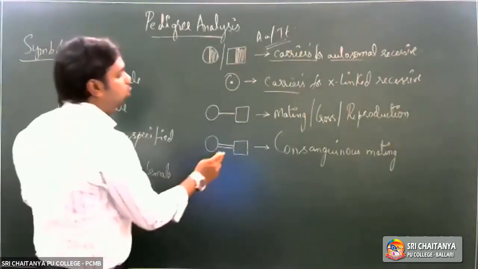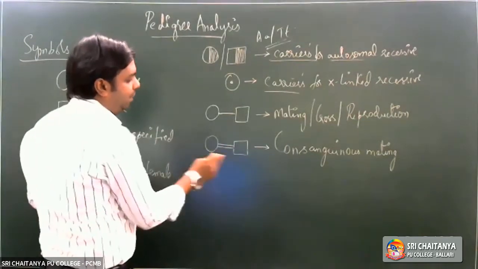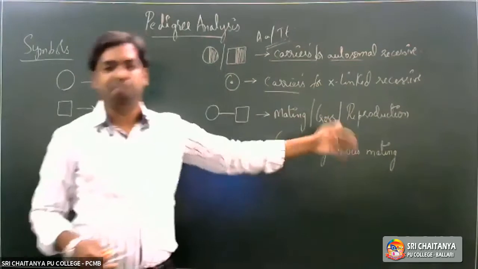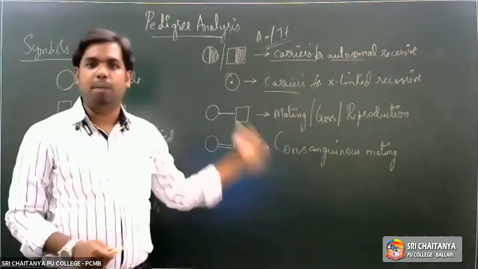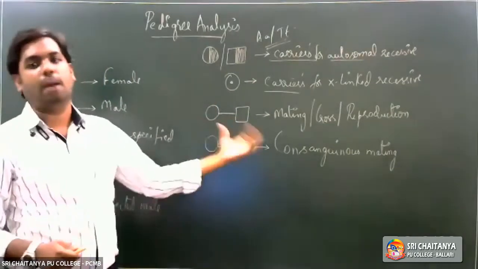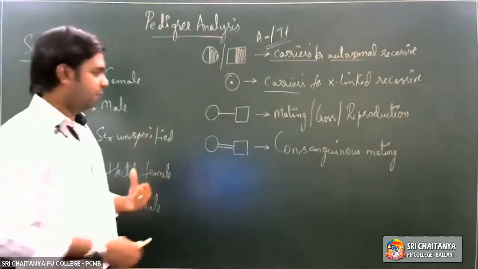If there are two lines joining a female and a male, then we start calling it consanguineous mating, that is mating between two close relatives. We call it consanguineous mating, right? So this is what we have.